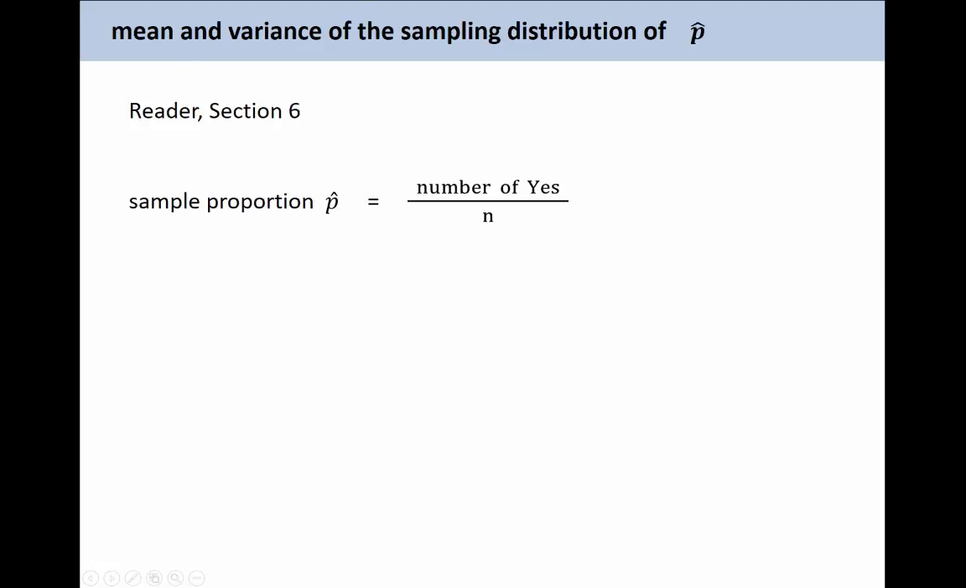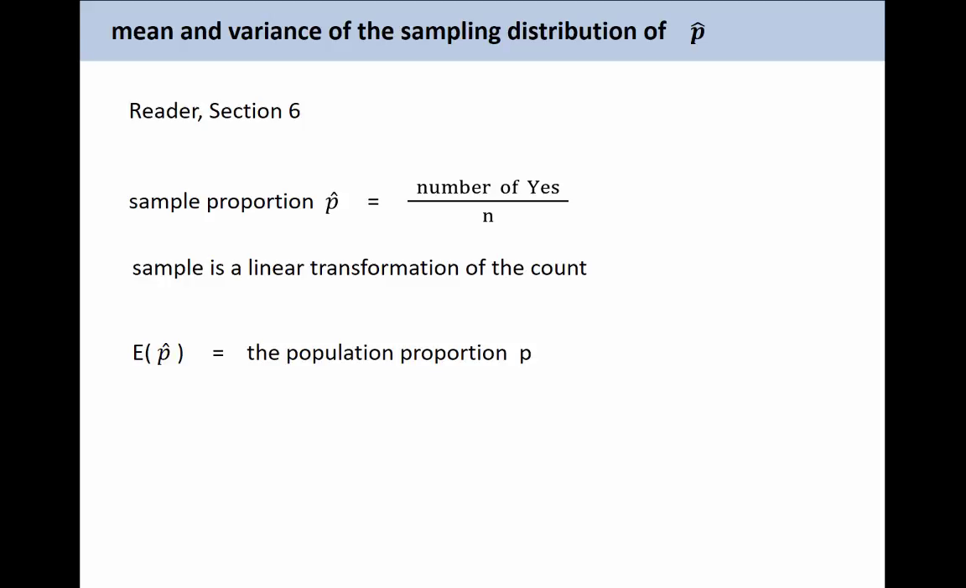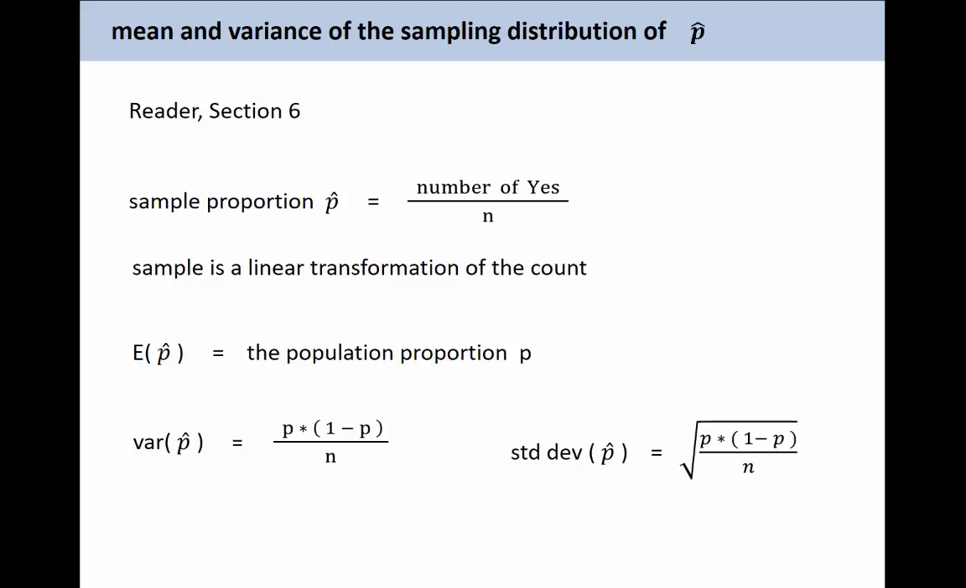We worked out for the sample proportion p hat, the number of yes over n, that it was a linear transformation of a count. So we worked out that the expected value was the population proportion p, and we worked out the variance was p times 1 minus p over n, and of course the standard deviation of p hat is just going to be the square root of that.